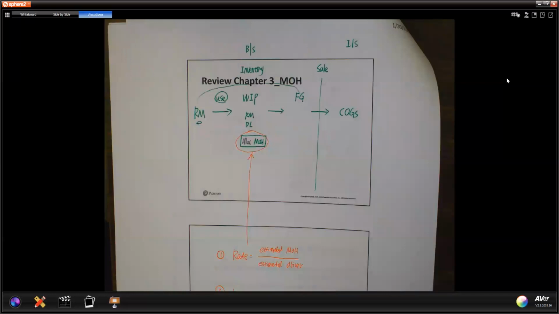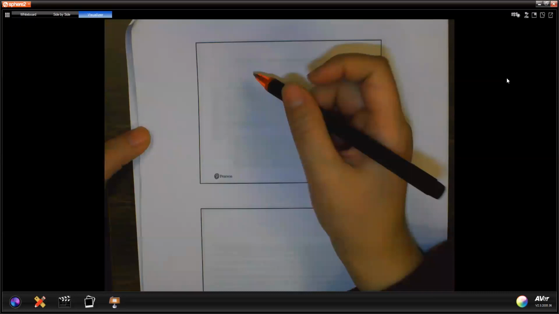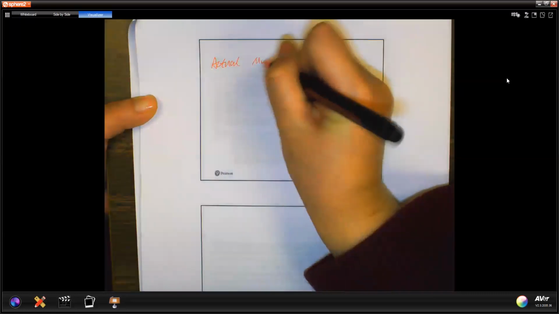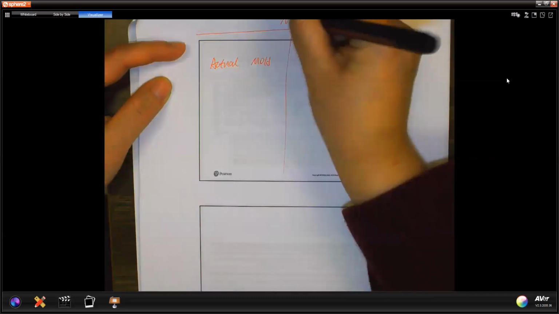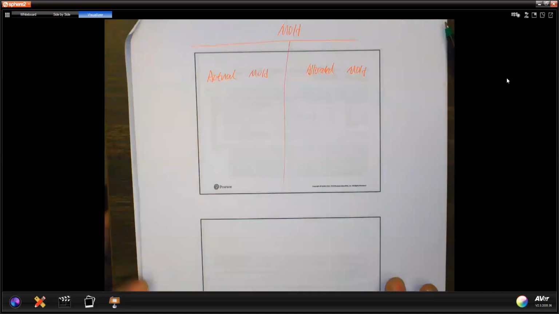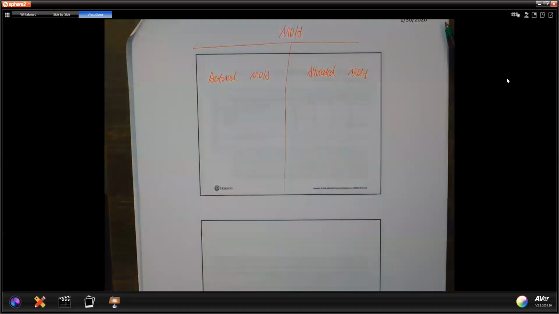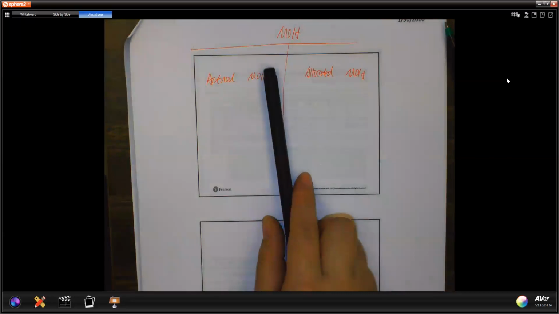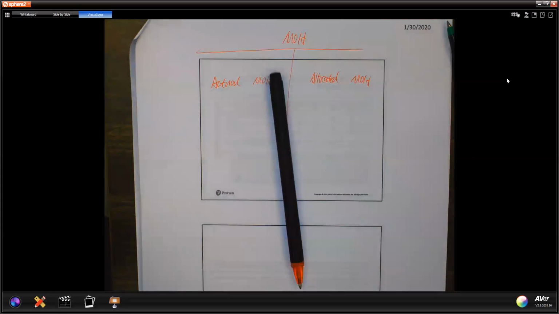And for the journal entry, make sure you distinguish the actual manufacturing overhead and the allocated manufacturing overhead, right? Make sure you know the two different things. So this is your manufacturing overhead account, let's say. Your actual is just when you pay the bills, when you incur all the manufacturing overhead costs: indirect labor, indirect material, and then all the tax, depreciation, insurance, those things.